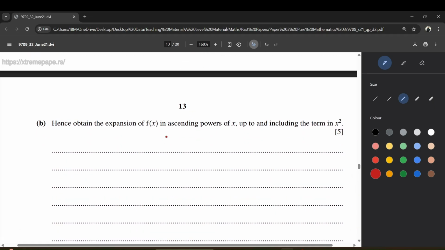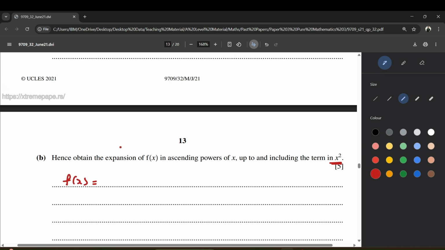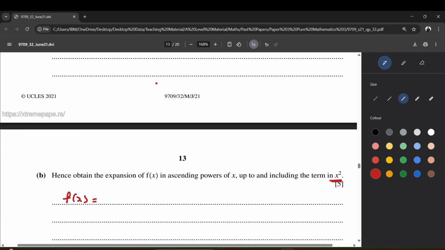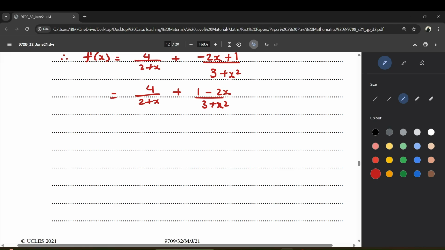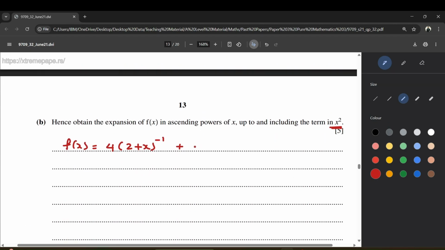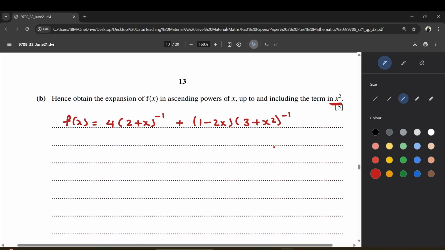All right, part B. Hence, obtain the expansion of f of x in ascending powers of x up to and including the term in x square. Okay, so first let me write this down. So f of x is 4 upon 2 plus x, but now I'm going to write it in this form: 2 plus x to the power minus 1 plus 1 minus 2x times 3 plus x square to the power of minus 1. Okay, now let us first separately work out the expansion of this and the expansion of this.